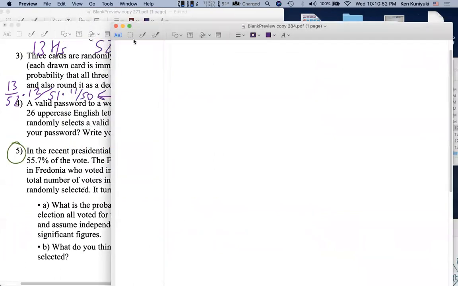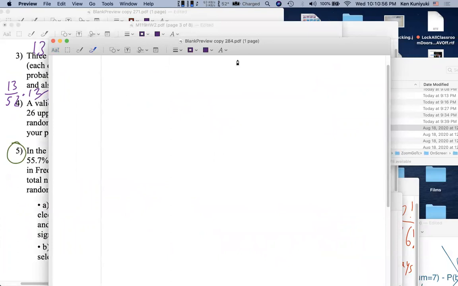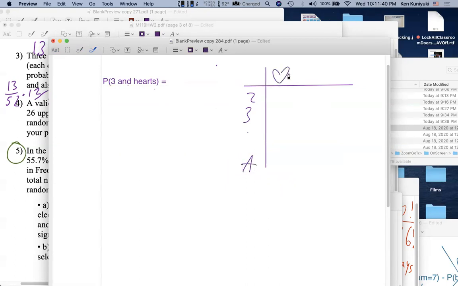I'm going to repeat an example I did earlier that illustrated this. So let's say you want to know the probability that if you draw a random card out of the deck of 52, you get the 3 of hearts. In other words, 3 and hearts. If you want to do a grid like we did for the dice, here's our 2, 3 up to ace, hearts, diamonds, clubs, and spades. So the 3 of hearts: that's only one card out of the 52, right? So that's 1 over 52.